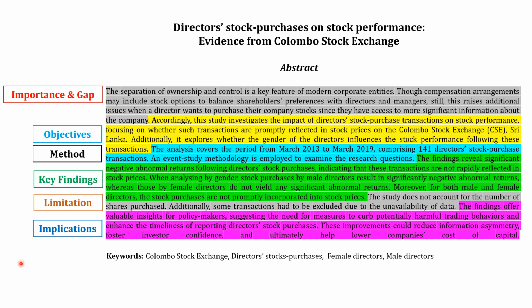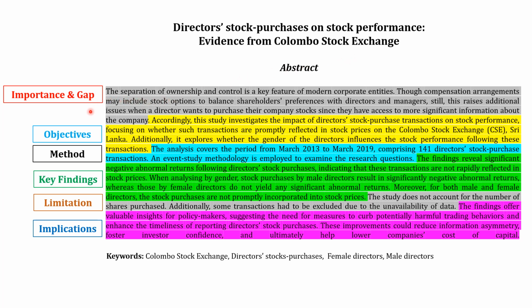First and foremost, here you can see I have given you an example. Here you need to write the research topic, where it clearly identifies the dependent, independent, and the sample of your research. The topic here is the director's stock purchases on stock performance, evidence from Colombo Stock Exchange. Then you have to write the abstract title. If you are going to publish your research in an article, you need to indicate the names of the authors in between these two.